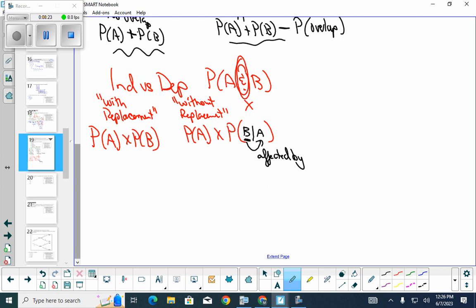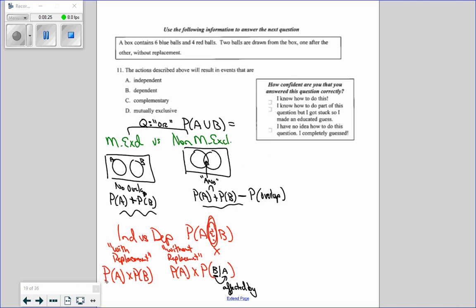So if we go back to the question here, a box contains 6 blue, 4 red. Two balls are drawn from the box, one after the other without replacement. One after the other without replacement. So is that independent or dependent? Whoop, you didn't put the first one back. Dependent.